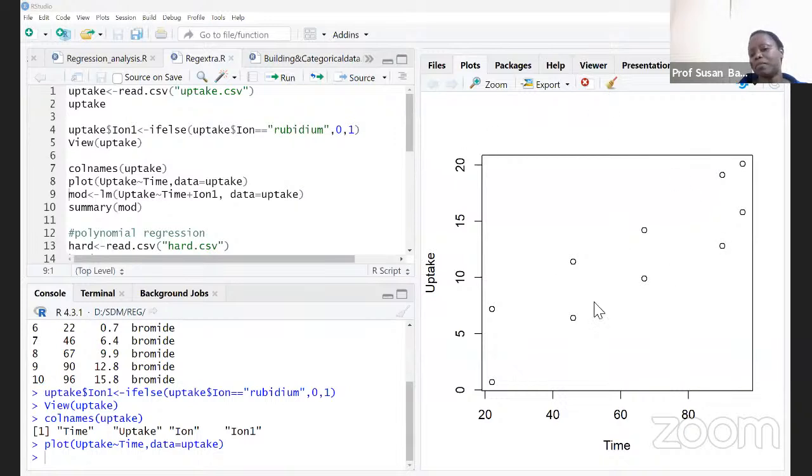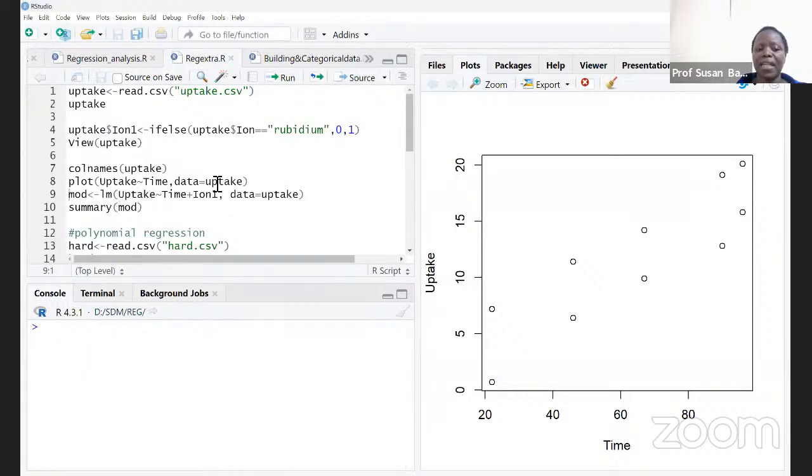Okay, so we see in the plot that we are likely to see 2 groups, one on top, one below. If we put in a straight line here, it may not explain most of the variability. So probably we need 2 lines, one going through the top and one going through the bottom. But let's see whether that is true. So the first thing we are going to do is to run our model. We are running a model of uptake as a function of time plus iron1. Iron1 is the dummy variable representing the categorical variable iron, rubidium, and bromide. Okay.